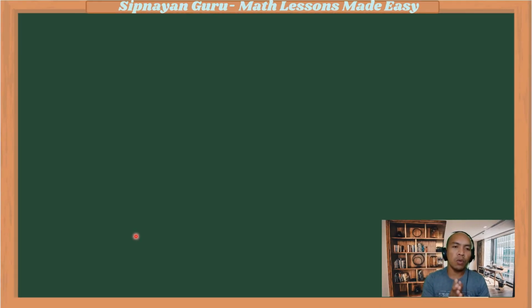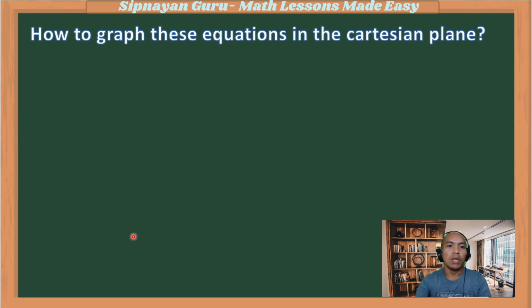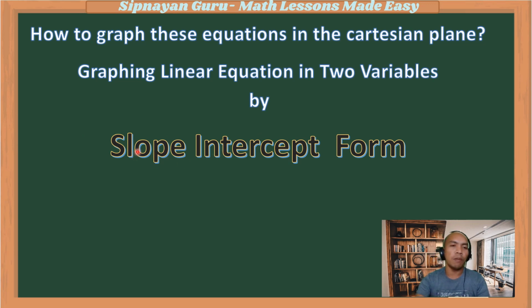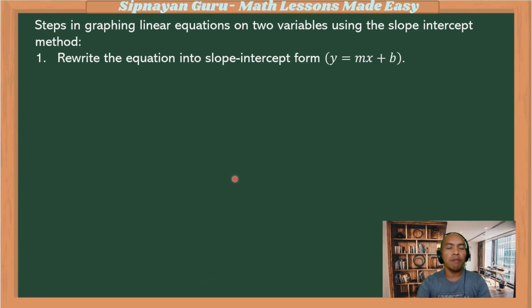In the previous video, we discussed how to graph the equation in the Cartesian plane. So, what is the relevance of this lesson in graphing equations in the Cartesian plane? In this case, we are going to graph the equation using the slope-intercept form. These are the steps for graphing a linear equation in two variables using the slope-intercept method. First, we have to rewrite the equation into the slope-intercept form, that is y equals mx plus b. Then after that, we are going to determine the slope and the y-intercept.